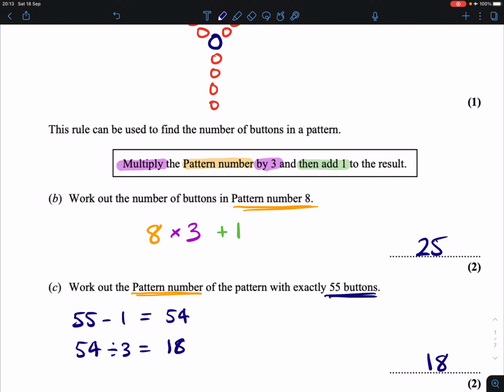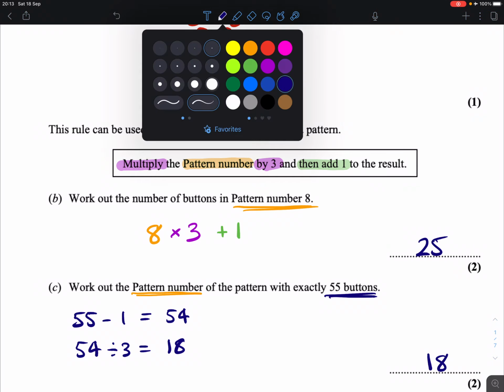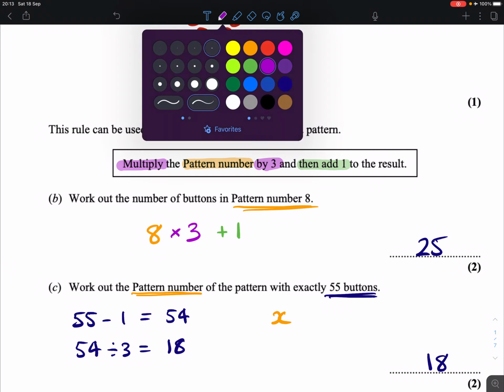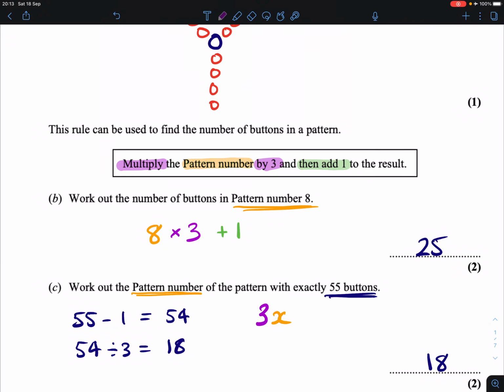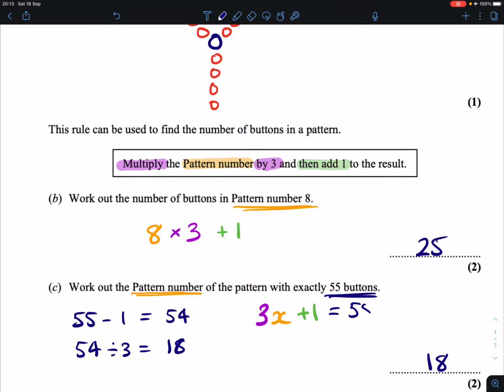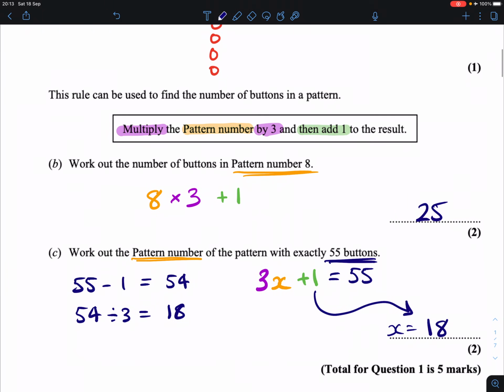You could also set this up as an equation. The pattern number is the unknown here, so if we have this multiplying by 3 and adding 1, you could set up an equation of 3x plus 1, and that gives us the number of buttons, which in this particular instance is 55. If you solve the equation that way, you'd end up with x equals 18. Two different ways of doing it, both are perfectly correct. Done.